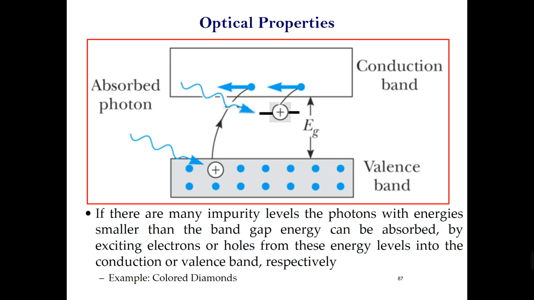So this is how, with many impurity levels, photons with energy smaller than the band gap energy can be absorbed by exciting electrons or holes from these energy levels into the conduction or valence band respectively. So we have incident photon, kemudian absorb photon to the sample from valence band bergerak kepada conduction band. So this is the band gap energy. Again, this is conduction band and this is valence band.